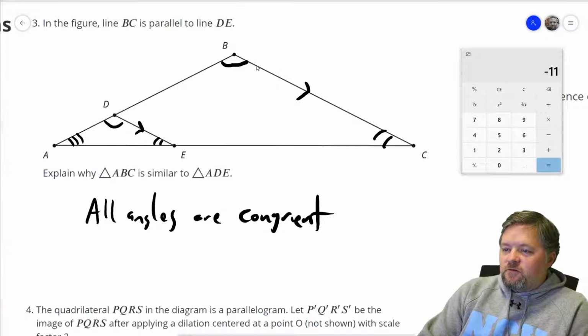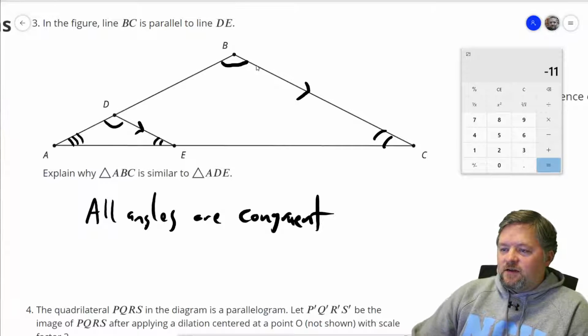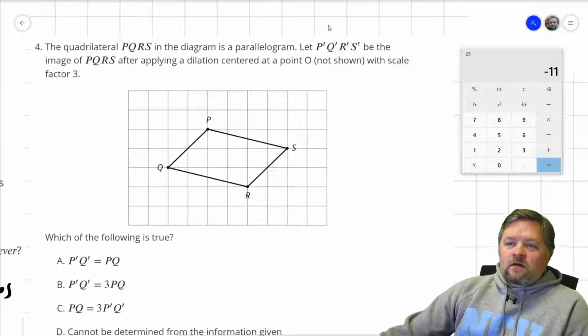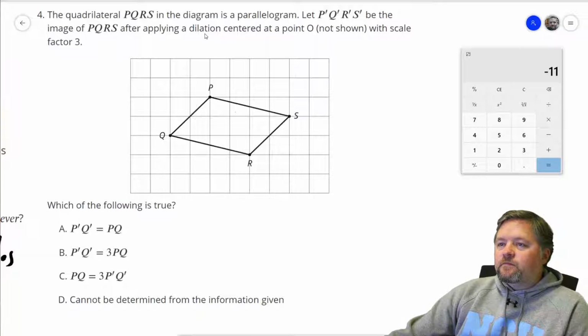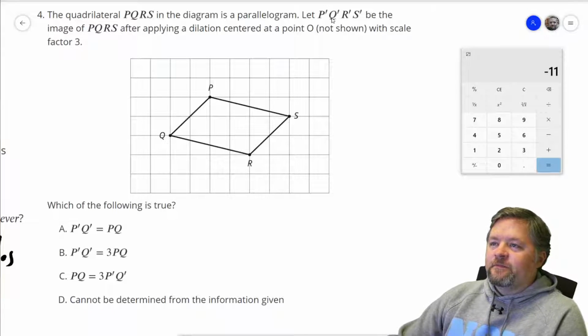All angles are congruent. That U did not show up very well. There's a tiny little U in there. The quadrilateral PQRS in the diagram is a parallelogram. Yep, that looks like a parallelogram.